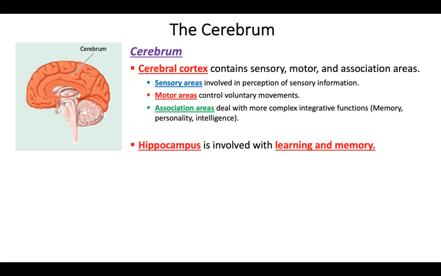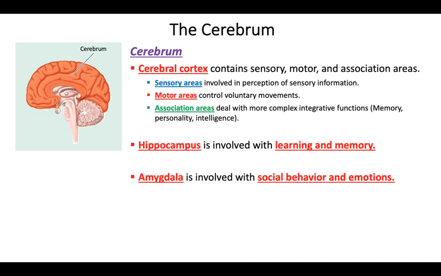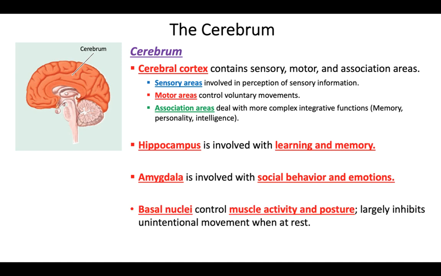There are areas called the hippocampus, which is involved in learning and memory. The amygdala is involved in social behavior and emotions. And basal nuclei, which are involved in controlling muscle activity and posture, and they're involved in inhibiting unintentional movements when you're resting. We're not going to talk too much about these three. We're going to talk a lot more about these sensory areas, motor areas, and association areas.